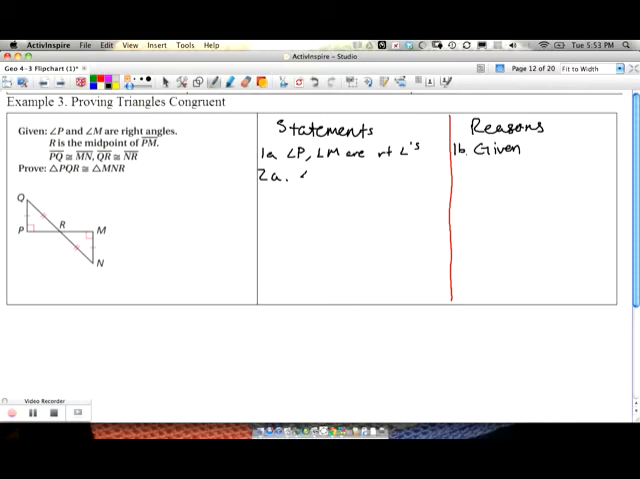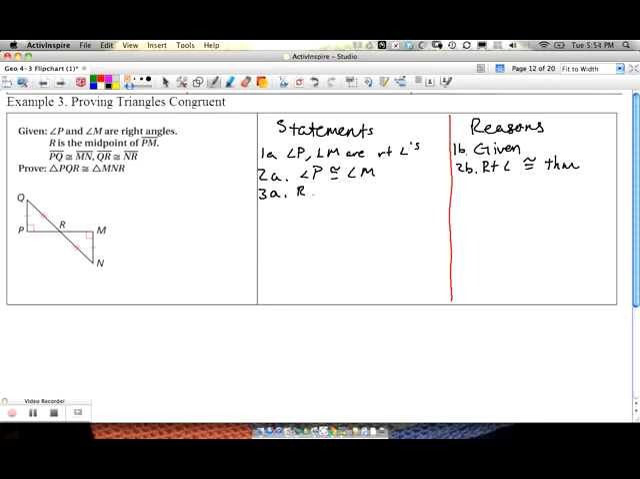If those are given, then I know that angle P is congruent to angle M. How do I know this? This was something we looked at the beginning, where all right angles are congruent, and that's the right angle congruence theorem. Excellent. So what am I trying to do here? I'm trying to match all the pieces together. So I just proved that these two angles, P and M, are congruent. What else do we know?